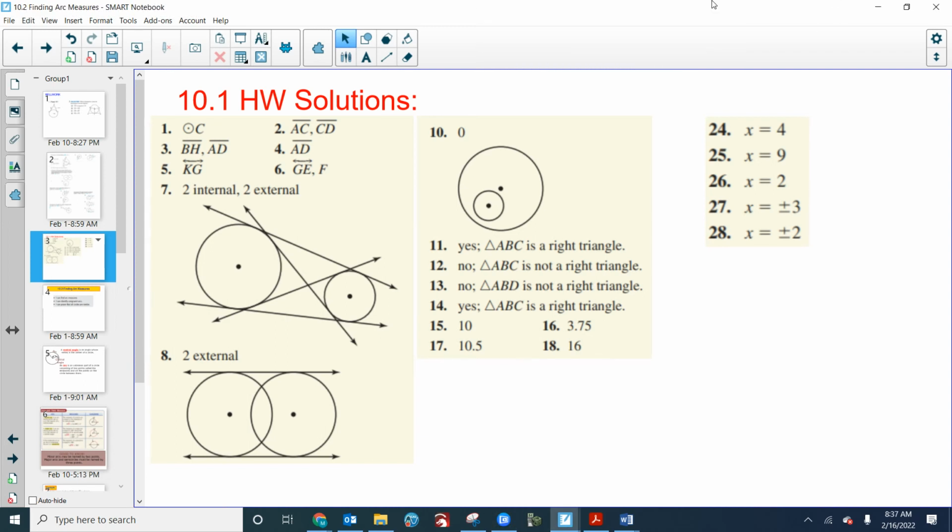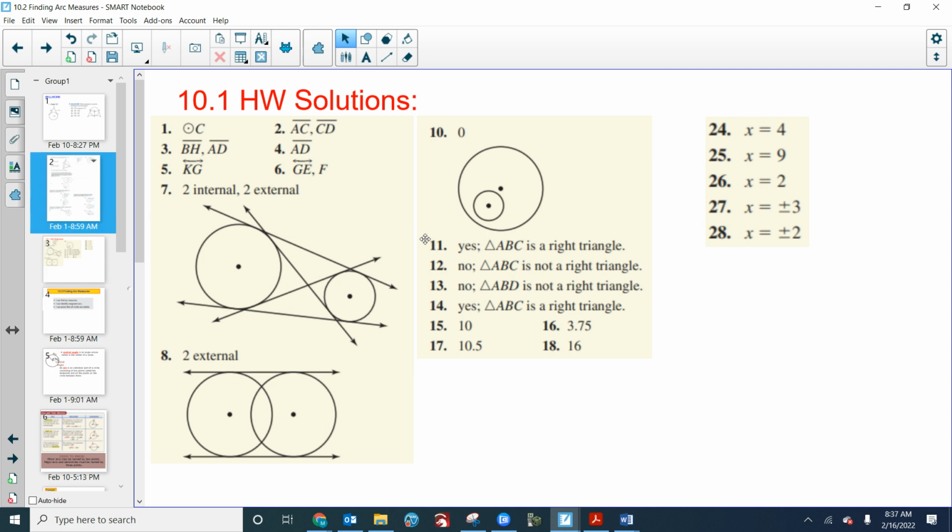All right, let's talk about the homework. We'll get into section 10.2. One thing I need to review from yesterday. Looking back, I know we went over it, but there's a couple things when it comes to the tangents that I don't know that I took long enough to discuss. So I want to make sure we review this.